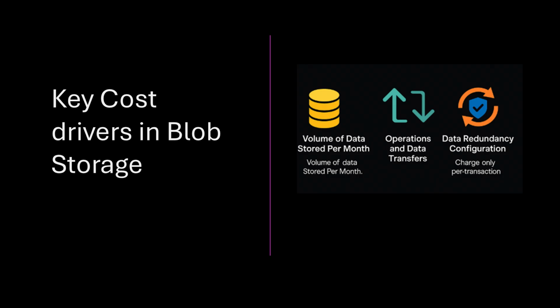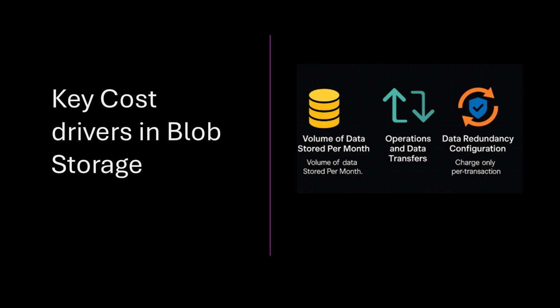Azure offers multiple redundancy options: LRS, locally redundant storage; ZRS, zone redundant; GRS, geo redundant; and RA-GRS, read access geo redundant. Each option has different pricing based on how broadly your data is replicated. Choosing a more resilient option like GRS offers better protection but comes with a higher price tag. So you'll want to match redundancy with your recovery needs and risk tolerance.